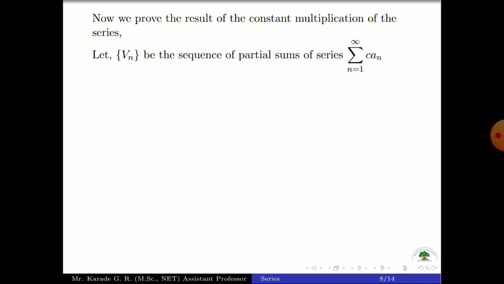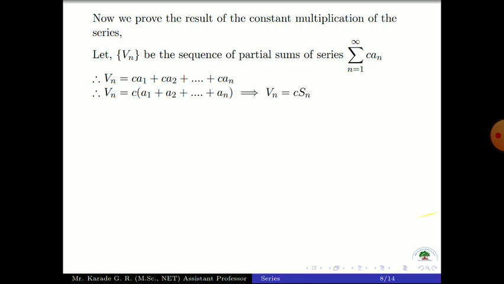Let the sequence Vn be the sequence of partial sums of the series Can. Therefore, Vn is equal to C into A1 plus C into A2 plus dot dot dot plus C into An. On the right hand side we take C common: C into bracket A1 plus A2 plus dot dot dot plus An. This bracket is nothing but Sn. So Vn is equal to C Sn.